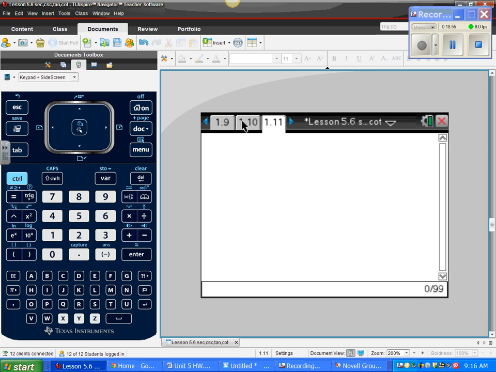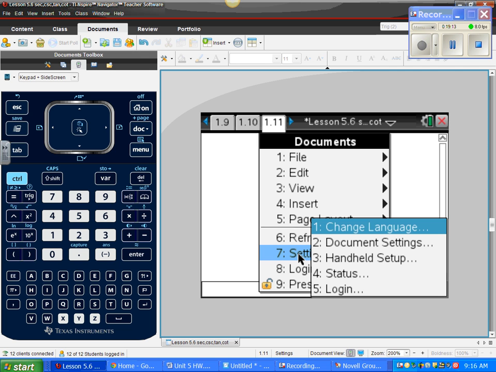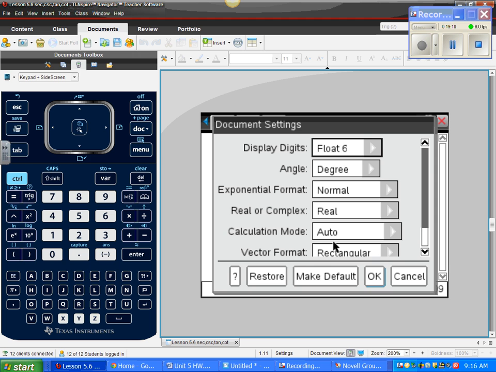So the way we make sure we're in degrees, you're going to hit your doc key. Everybody needs to do it, because you have to make sure you're in degrees. Okay, doc. You're going to go to, what do you think? Yeah, choice 7, settings and status. You want document settings, choice 2. And you want to make sure your angle says degree. If it doesn't, please change it and then make it default. Okay. You good?